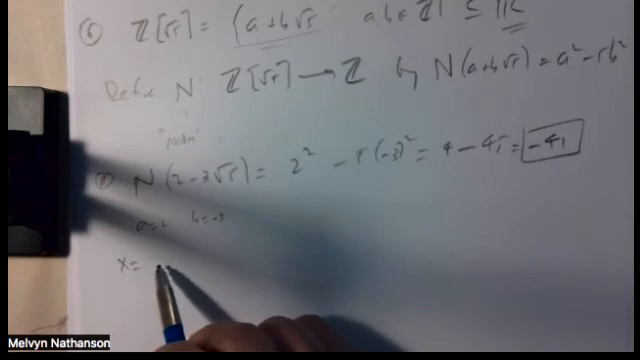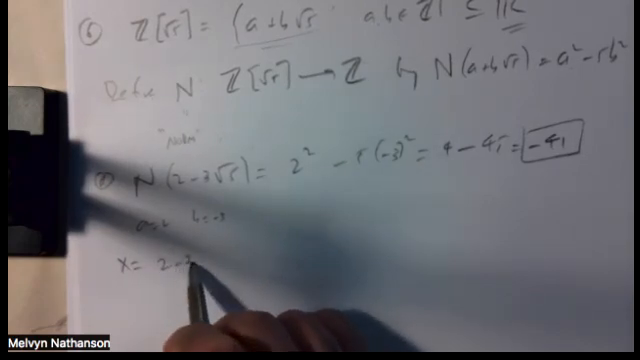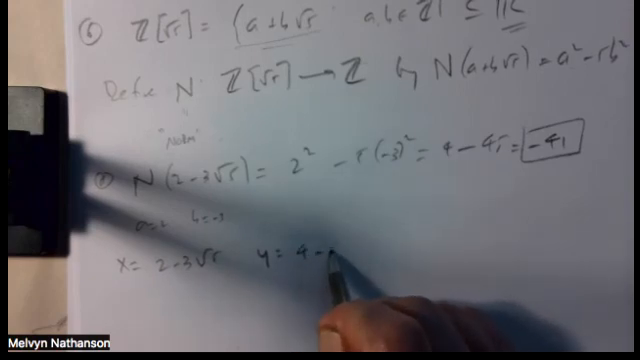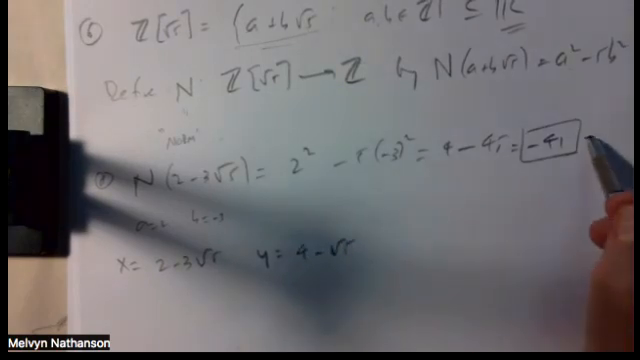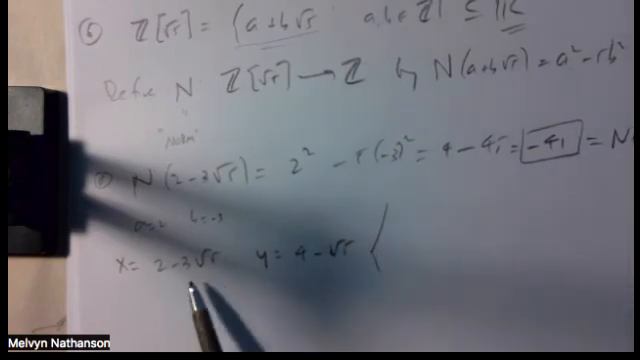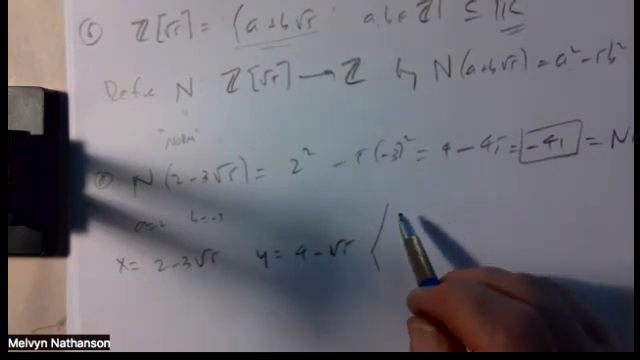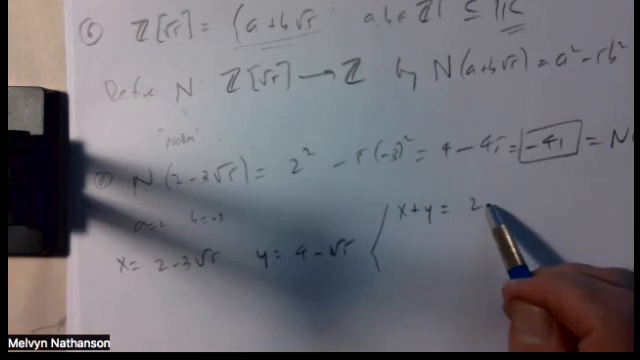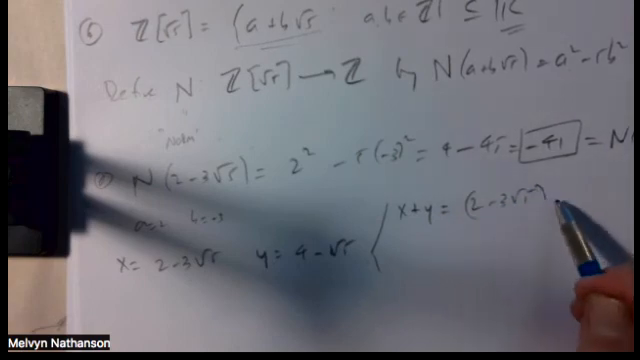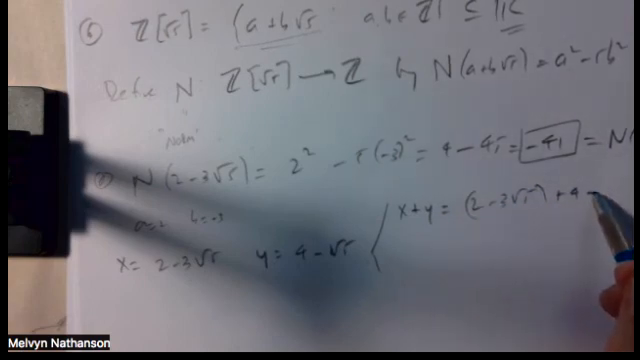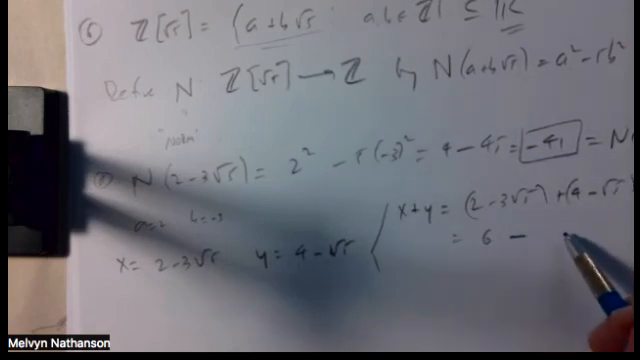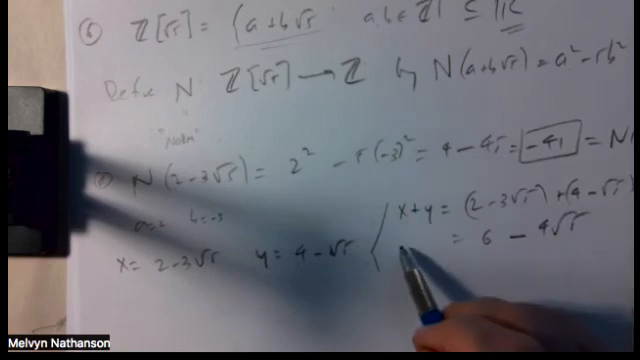So if I let x be 2 minus 3 root 5 and y be 4 minus root 5, what I just calculated is the norm of x. If x and y are these two numbers, if I add them, x plus y is 2 minus 3 root 5 plus 4 minus root 5. That's equal to 6 minus 4 root 5.